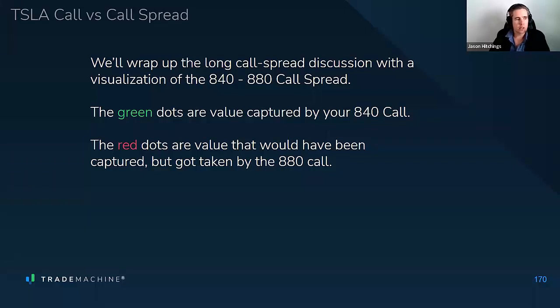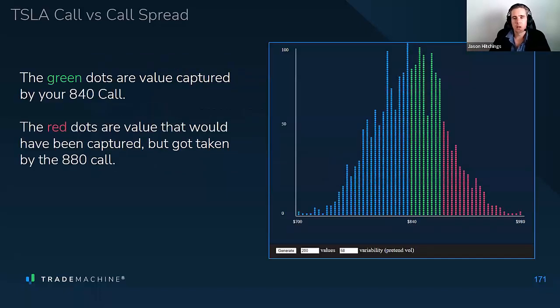Okay, so let's look at this thing with our little tool. The green dots are going to represent the value captured by your 840 call, and the red dots are going to represent the value that would have been captured, but that got taken by the 880 call. So there's a visual representation of all the potential outcomes that could happen. And this is just captured by your 840. These are captured by that 880, but this is also the range where you make your maximum profit.